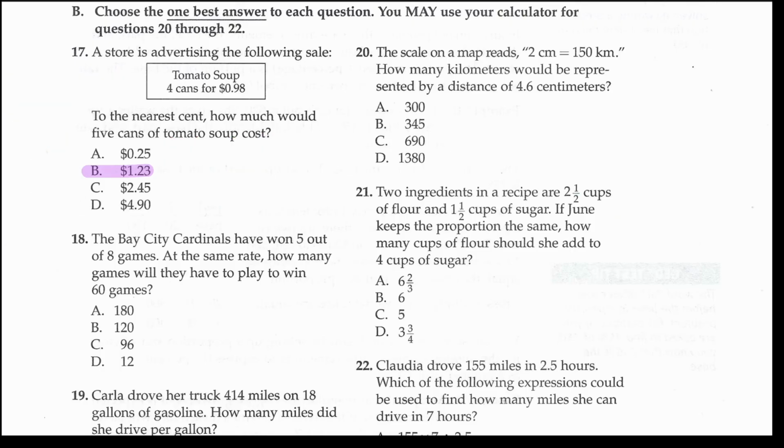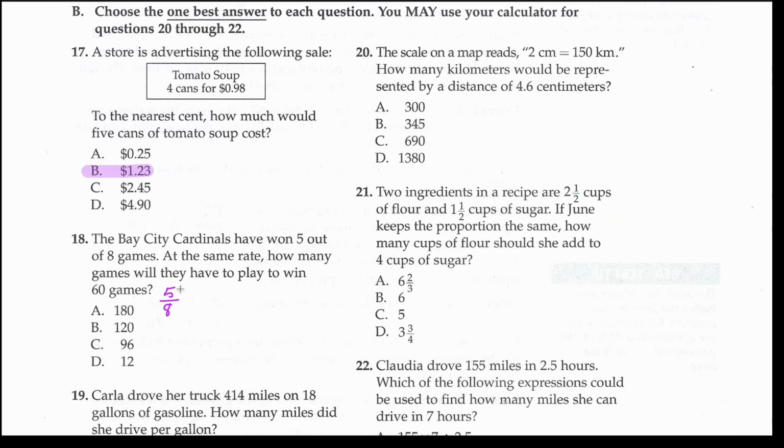Number 18. The Bay City Cardinals have won 5 out of 8 games. At the same rate, how many games will they have to play to win 60 games? Okay, now we need to define what is the first ratio. So the first ratio is 5 out of 8. So we will set up 5 out of 8.